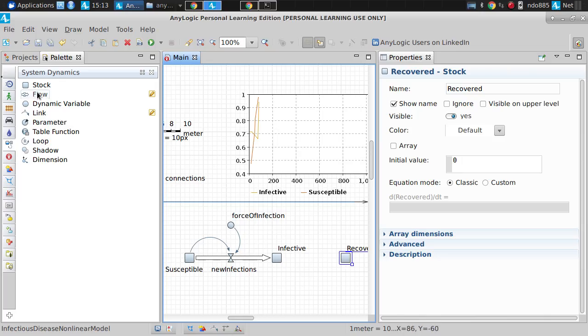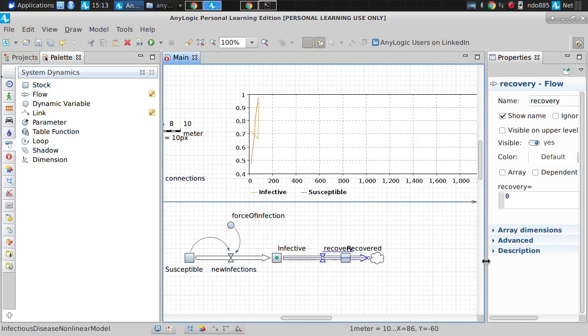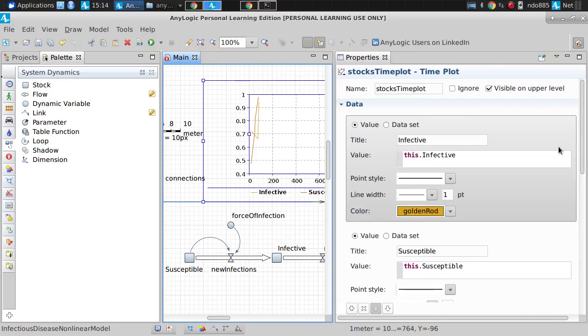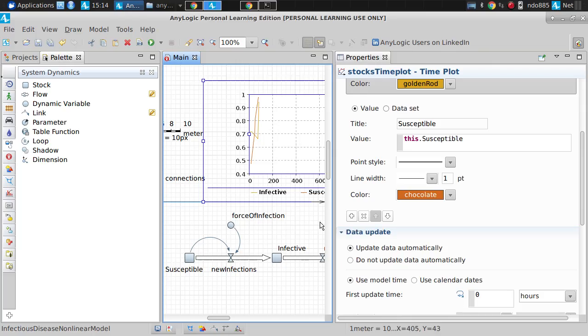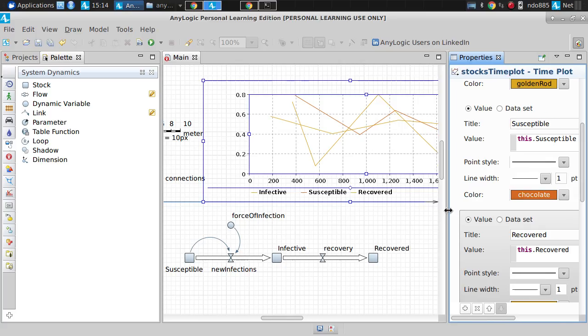And here we go. We set a flow here, and I'm going to call it recovery. And ladies and gentlemen, we are going to go get this guy so he's connected there. Let's go add that stock into our chart so we could see all three. And I'm going to say recovered, and we're going to say this.recovered. Okay, you may be feeling pretty confident in your understanding now.